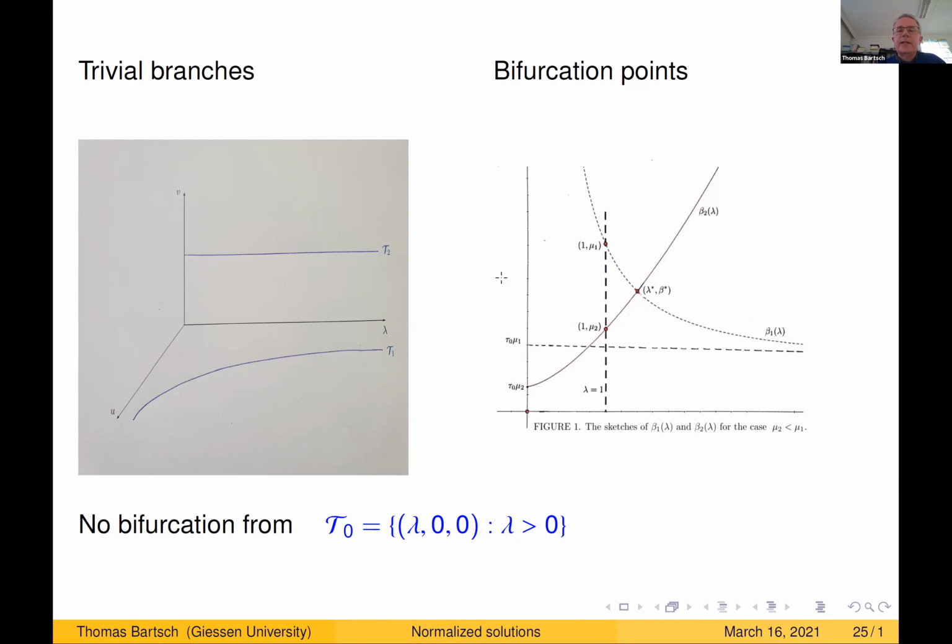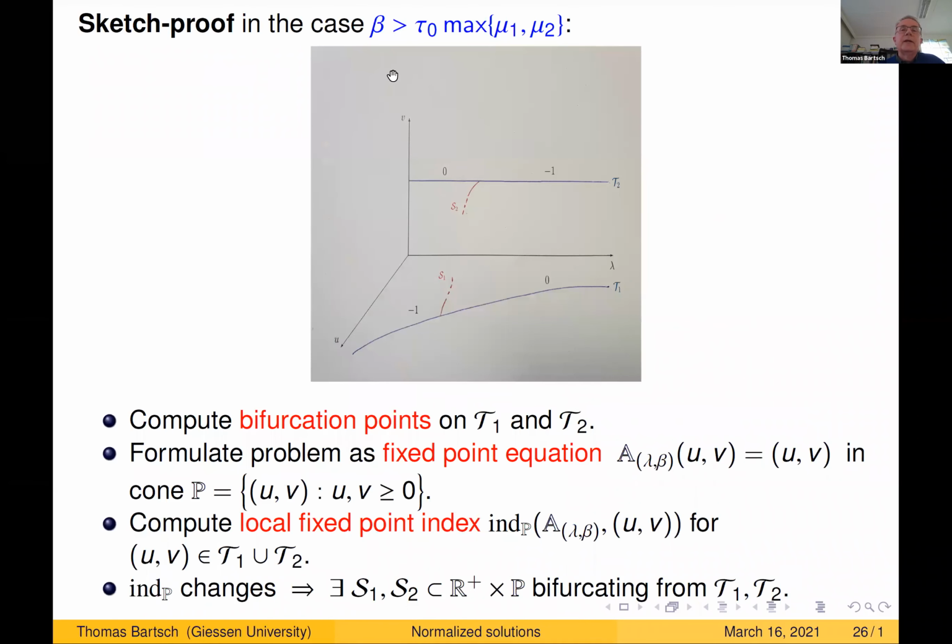This picture on the right tells you that, depending on beta, we have bifurcation either from both branches, T1 and T2, or only from one branch, or we have bifurcation from no branch. This depends on beta, and I will consider now just one case, that beta is bigger than tau 0 max. This is the case when you have bifurcation from both branches. So how do we proceed in this setting? First of all, we compute the bifurcation points along the branches. There is precisely one on each branch.